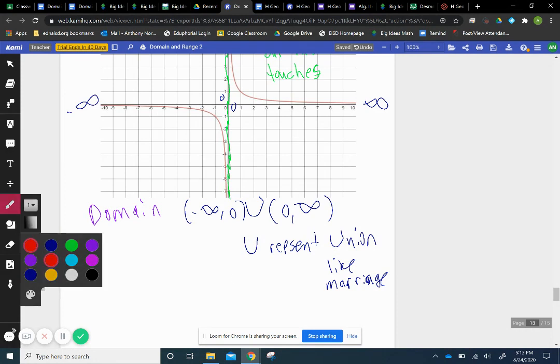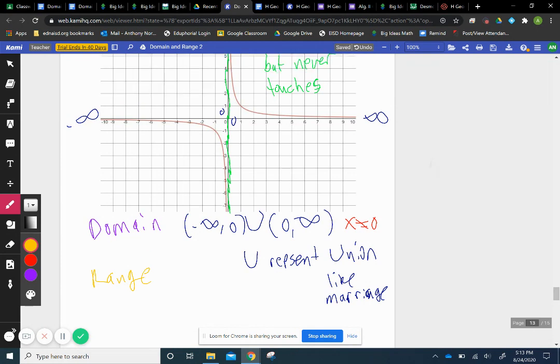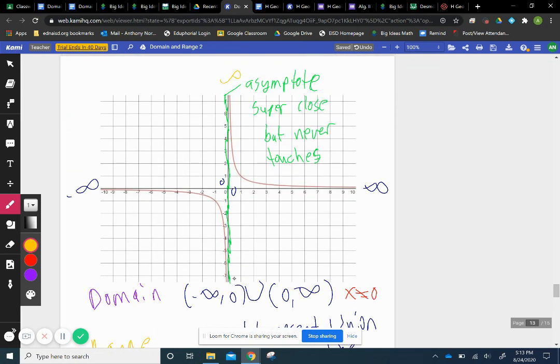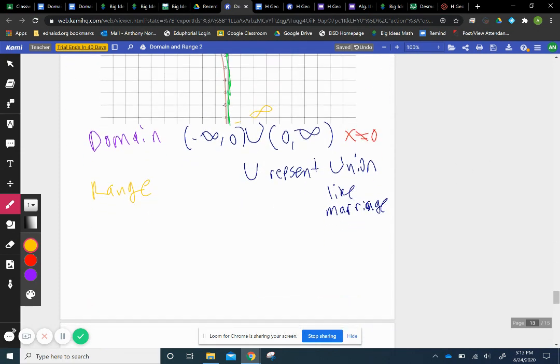So how do we do this as an inequality? So x is every number except 0, which means x does not equal 0. So for the range, this thing shoots almost straight up. This thing shoots almost straight down. Easy peasy, lemon squeezy. We got all real numbers.